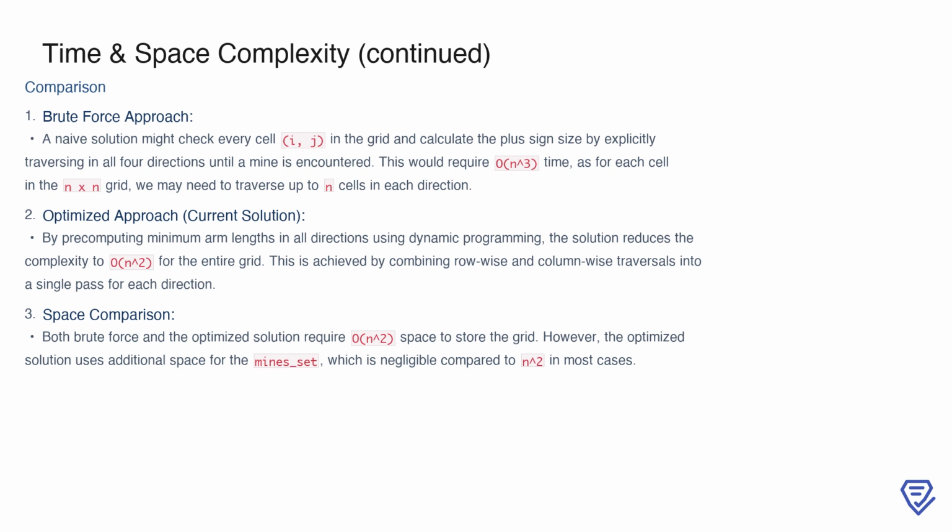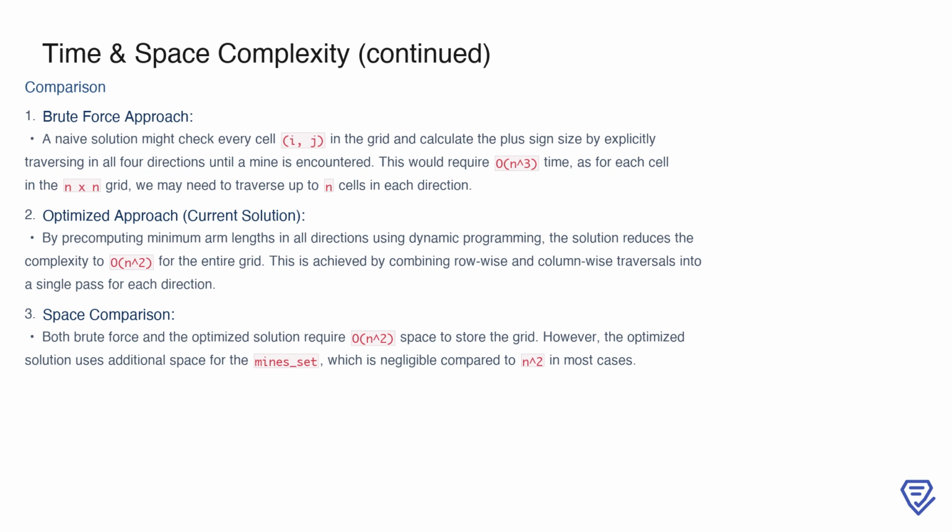In a naive method, for each cell in the grid, you would explicitly calculate the size of the plus sign by traversing in all 4 directions until a mine is encountered. With n by n cells and a maximum traversal length of n in each direction, this results in n cubed time complexity. The optimized approach, on the other hand, uses pre-computed arm lengths for all cells. By combining row-wise and column-wise traversals, this method reduces the time complexity to n squared for the entire grid.